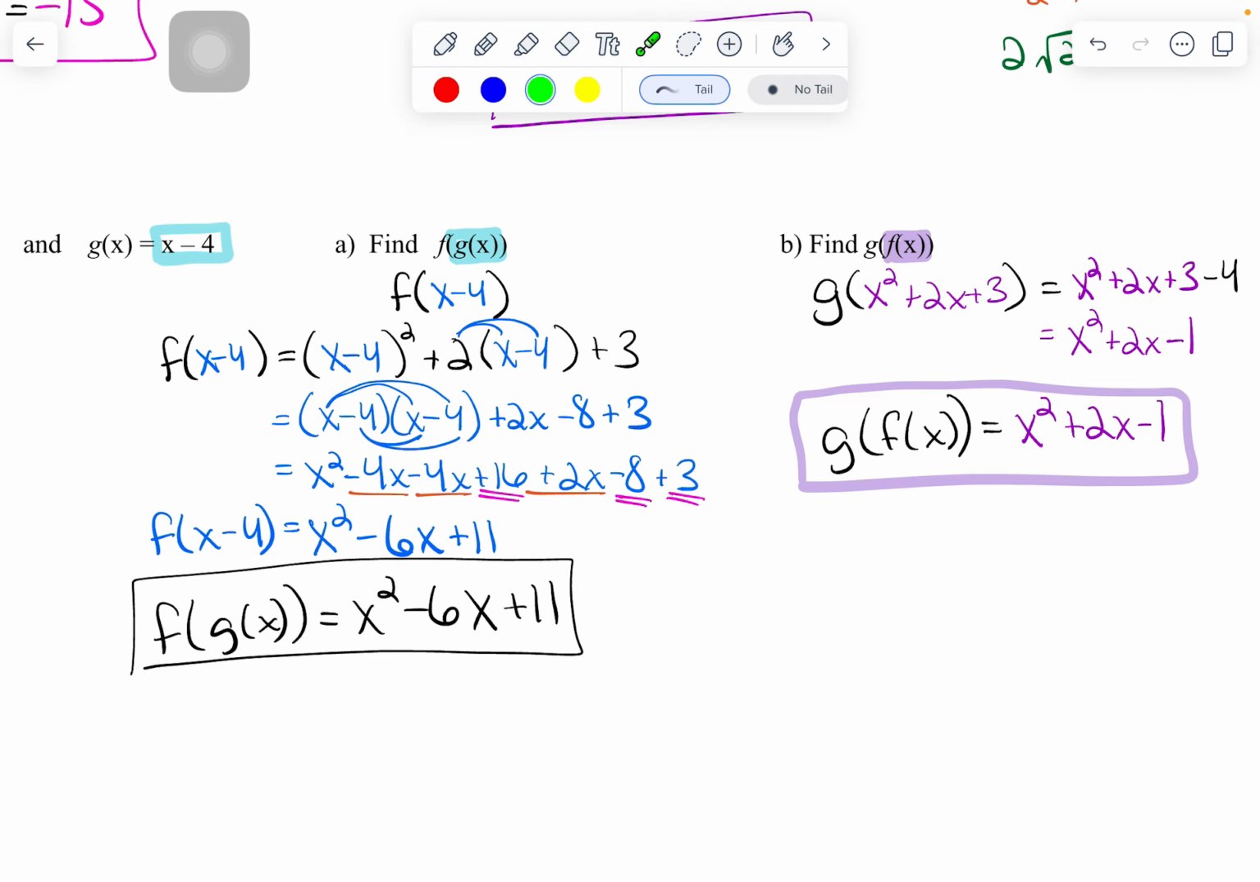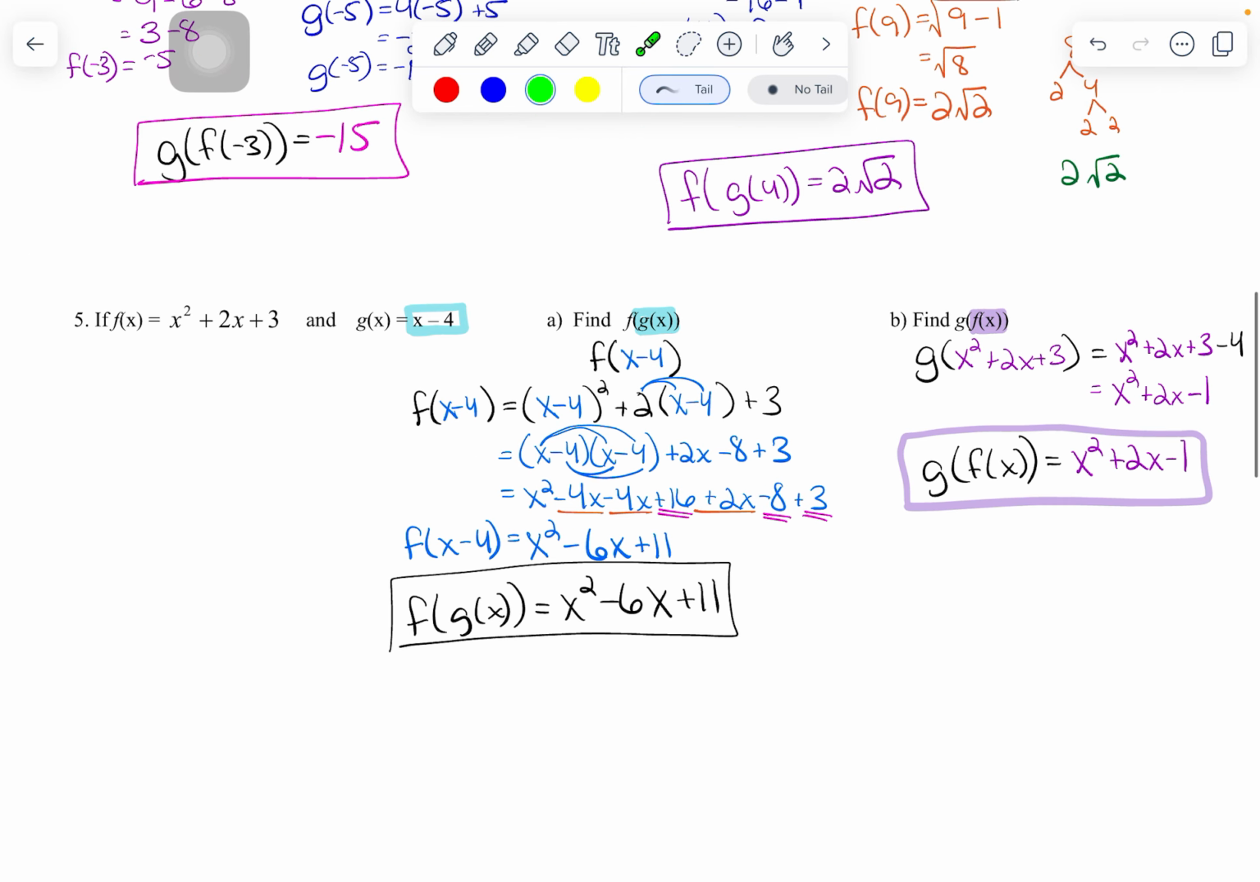So for part A, you took the g of x function and input it into f of x. And then for part B, you took the f of x function and inputted it into the g of x function. So those are two composite functions. These are non-numeric, which is totally fine. But that's going to be the end of this video for Note 67. Please let me know if you have any questions or concerns, and I will see you in the next one.